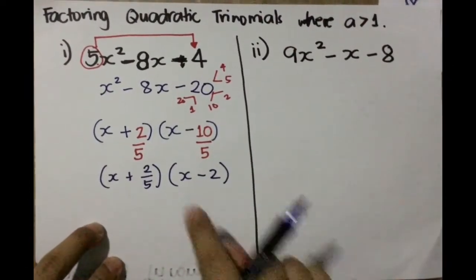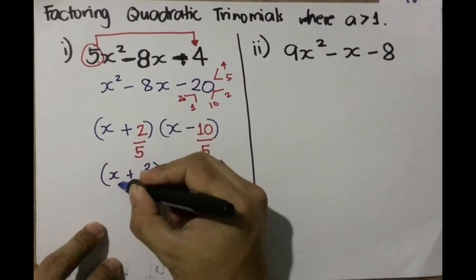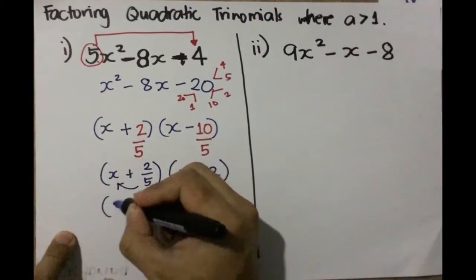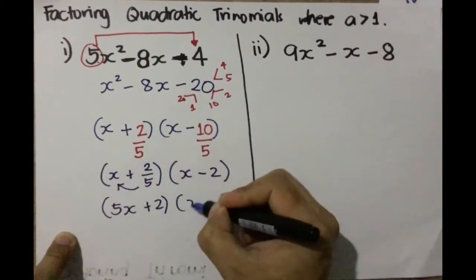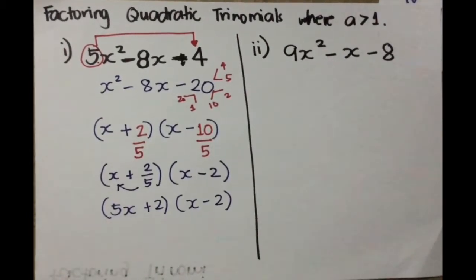Of course, we cannot have fractions because there are no fractions here. So what do we do with this? We just multiply 5 to x. So that will give you 5x plus 2 and x minus 2. That's a simple trick. Now, how sure are you that those are the factors?